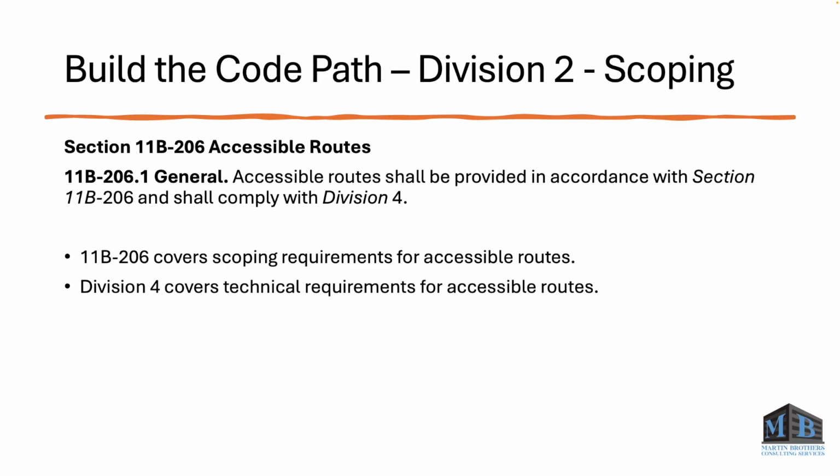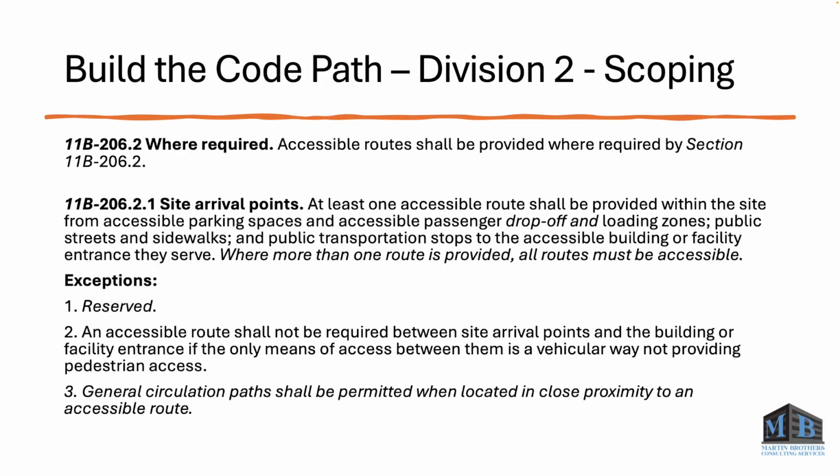So we're going to stay in Division 2 for a little bit. Where required, 11B 206.2. Accessible routes shall be provided where required by 11B 206.2. All right, let's keep reading. 11B 206.2.1, site arrival points. At least one accessible route shall be provided within the site from accessible parking spaces and accessible passenger drop-off and loading zones, public streets and sidewalks, and public transportation stops to the accessible building or facility entrance they serve. Where more than one route is provided, all routes must be accessible.